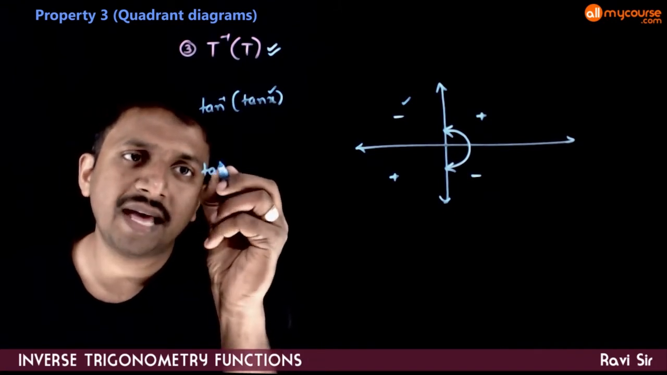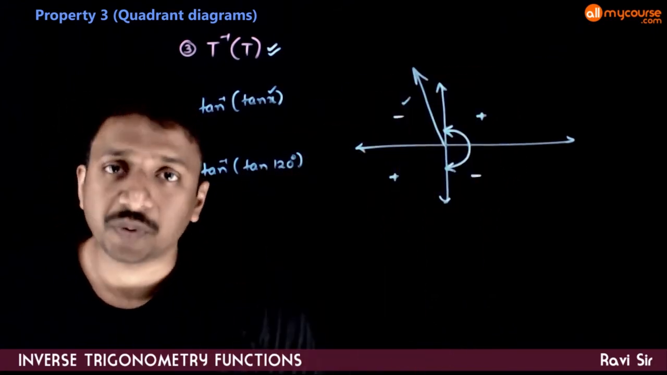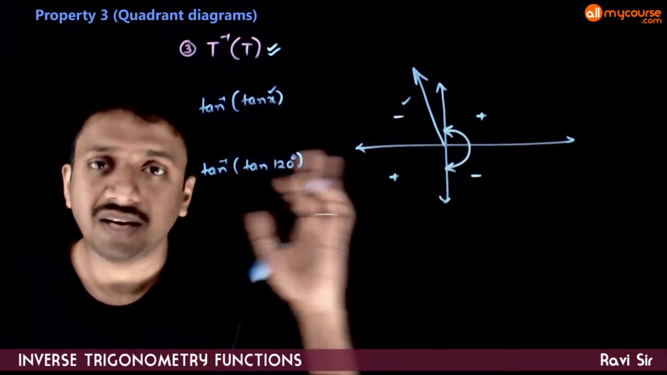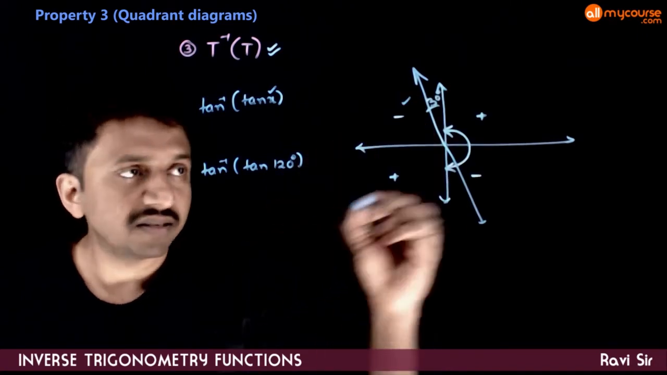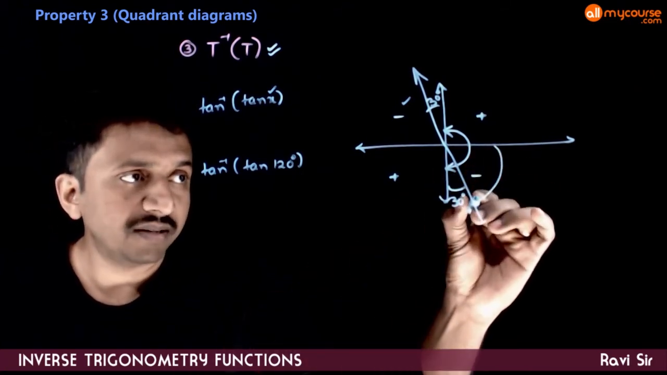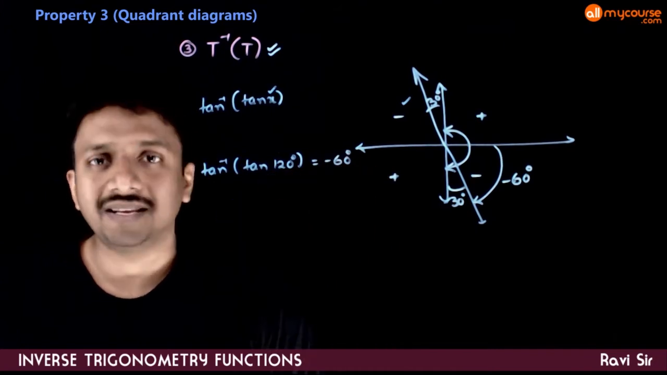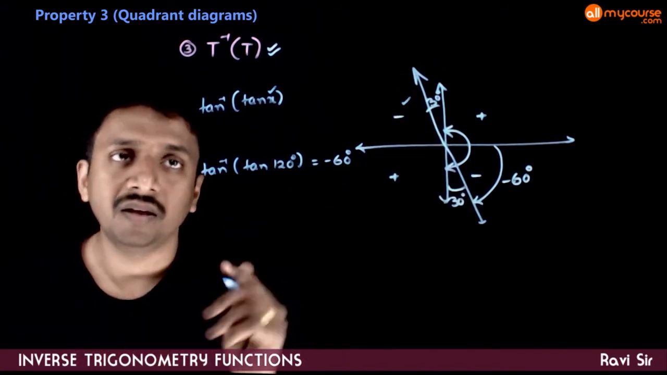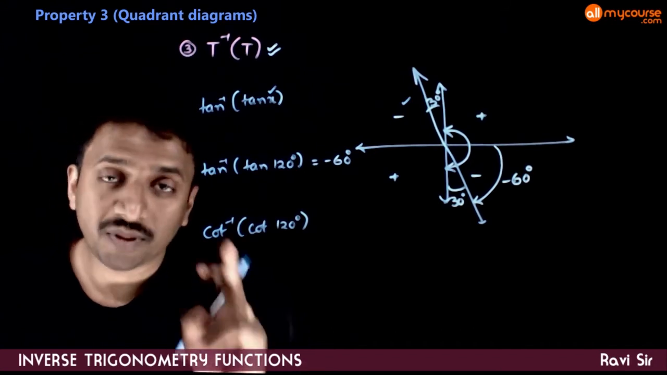If you want tan inverse of tan 120 degrees, the 120 degrees ray corresponds to this. Now the reflection should be about the origin, because the negative side has to go to the negative side. So just extend it backwards. If this is 120 degrees, this is 30 degrees. On reflection this angle is equal to 30 degrees. So corresponding to this ray, what is the angle? The angle is minus 60 degrees. So tan inverse of tan 120 degrees is minus 60 degrees. You need to understand here, the reflection will be about the origin. So what is cot inverse of cot 120 degrees? What will be the quadrant diagram for cot inverse?